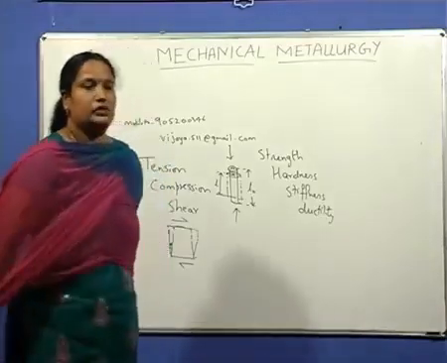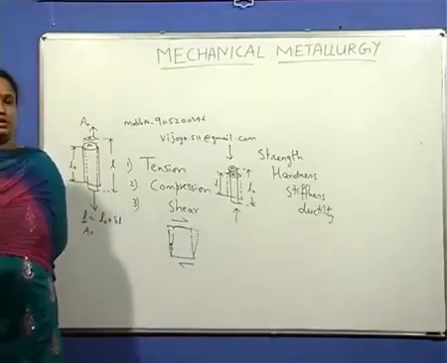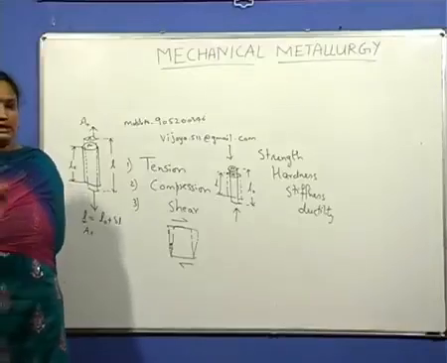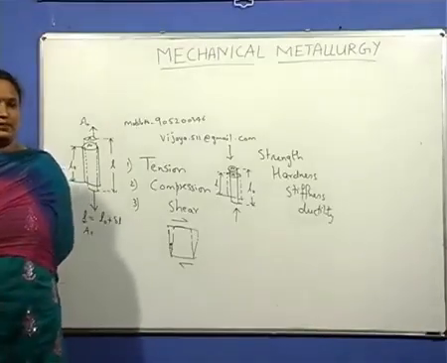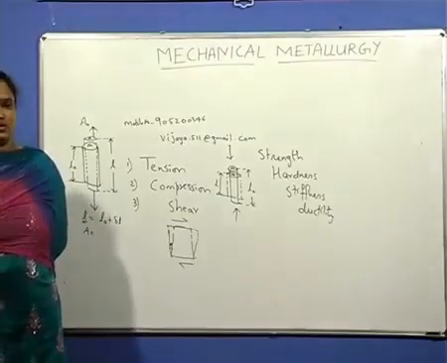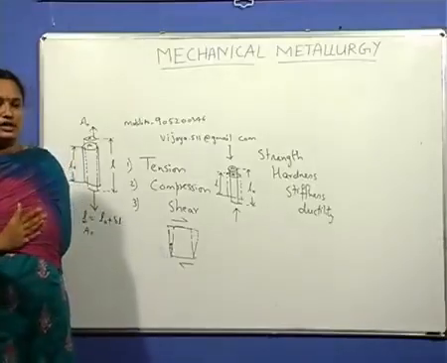Next, before going into this tension test, I would like to explain a few things about certain material properties like ductility and brittleness. A material is said to be ductile if it undergoes some amount of plastic deformation during the application of load.